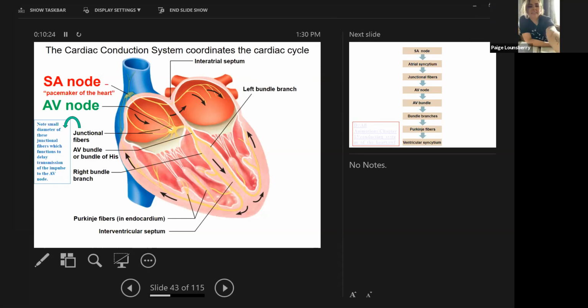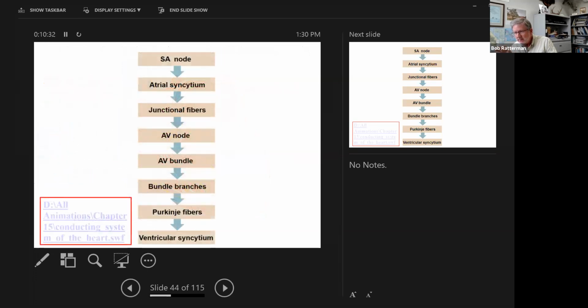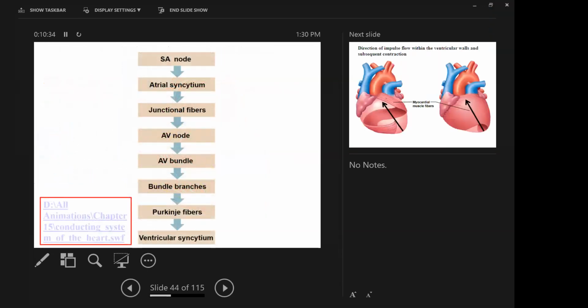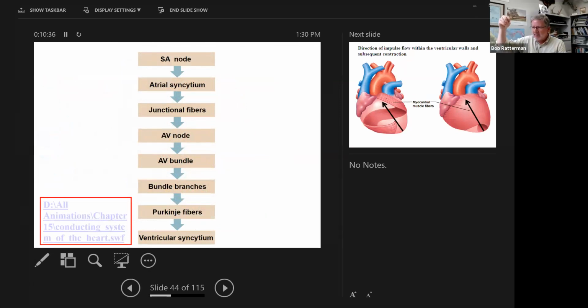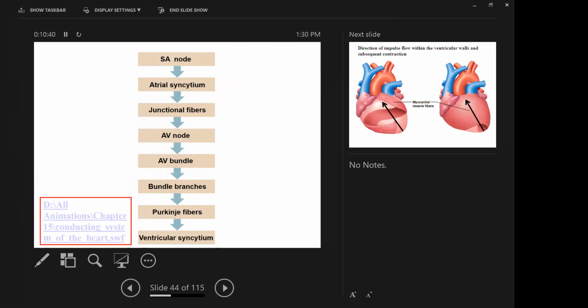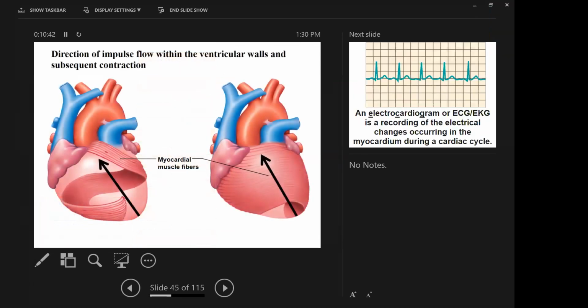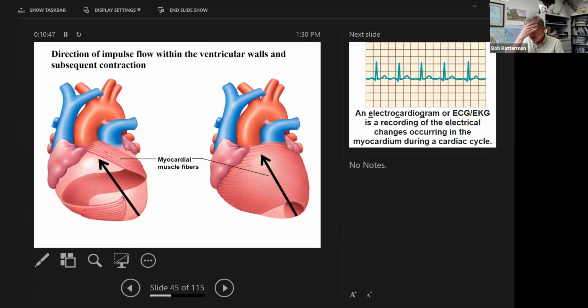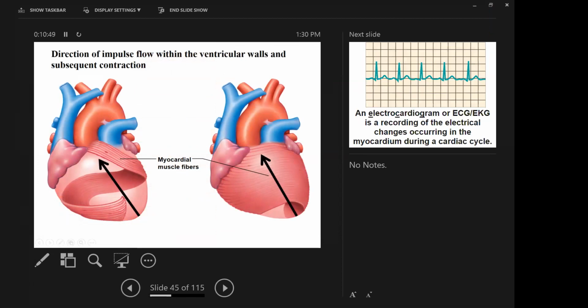Yes, thank you. Okay, so now let's talk about the ECG or EKG and see how that relates to this cardiac conduction system. This next slide is simply the pathway that the impulses take. So this is nothing new. We've talked about this. Oh, let's mention this too before we get to the ECG. This is really, really interesting.